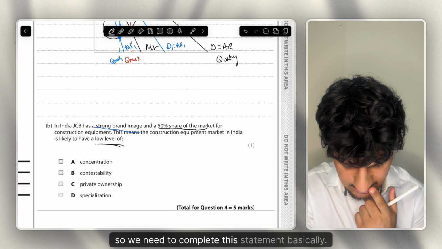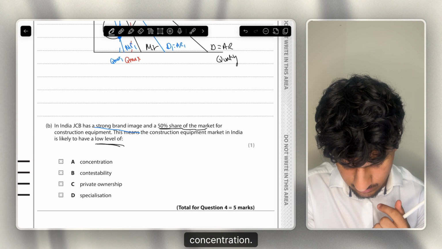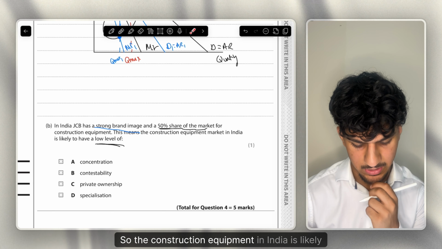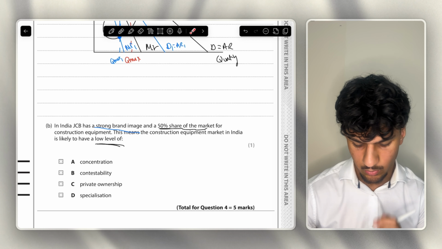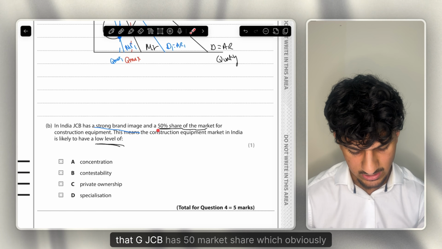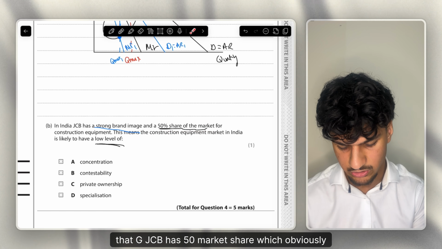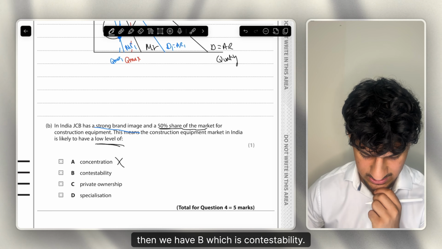Okay, so we need to complete this statement basically. So it's likely to have a low level of concentration. So the construction equipment market in India is likely to have a low level of concentration. Well, the stimulus directly contradicts that, saying that JCB has 50% market share, which obviously shows very high concentration, so that's wrong. Then we have B, which is contestability.